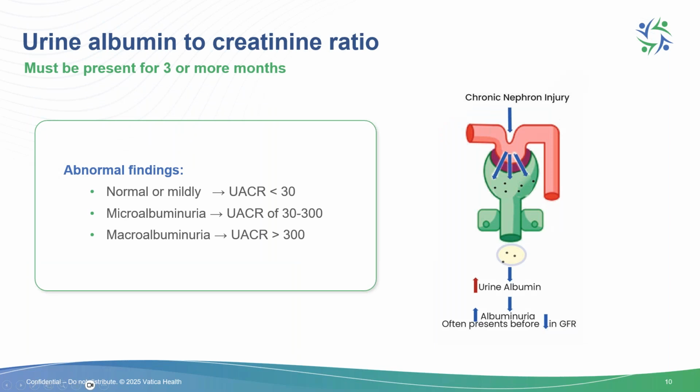So the concept here is that if the patient has a ratio of less than 30, it's mild. So a little elevated is not too bad, but if it's 30 to 300, that's actually microalbuminuria and it's heavier. But if it's greater than 300, that's macroalbuminuria, and that's pretty heavy and really important. We know this is associated with chronic nephron injury, but what we really need to remember is it can present before the drop in GFR.